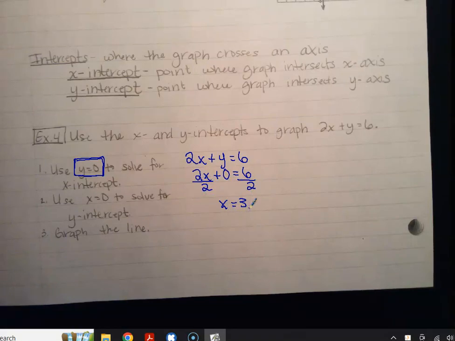Now, I can make this an ordered pair. My ordered pair is (3, 0). My x is 3, and my y was 0 that I plugged in.